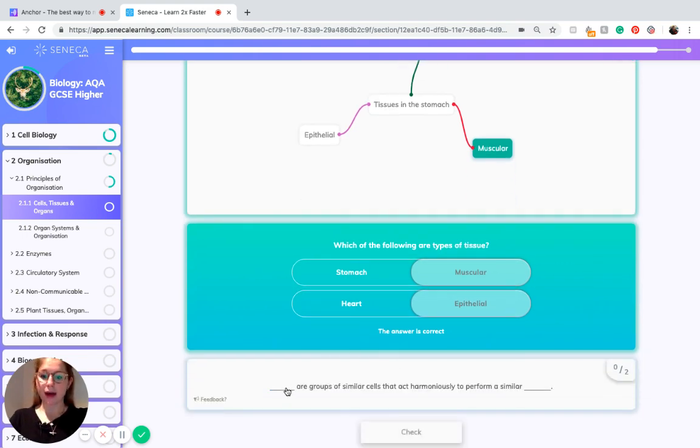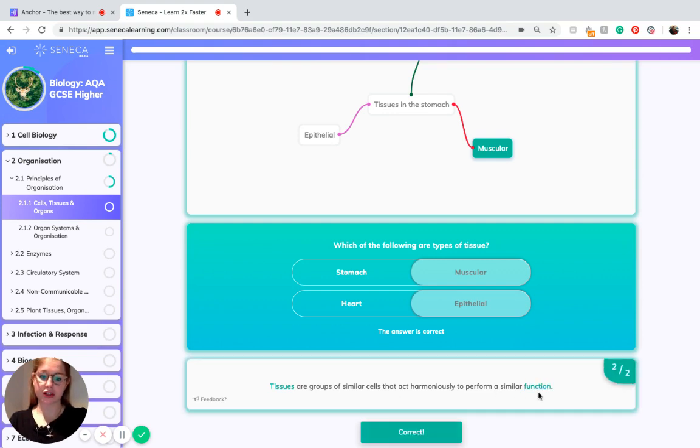So let's just think back on what we've learned. We know that tissues are groups of similar cells, whereas organs are groups of similar tissues that act harmoniously to perform a similar function.